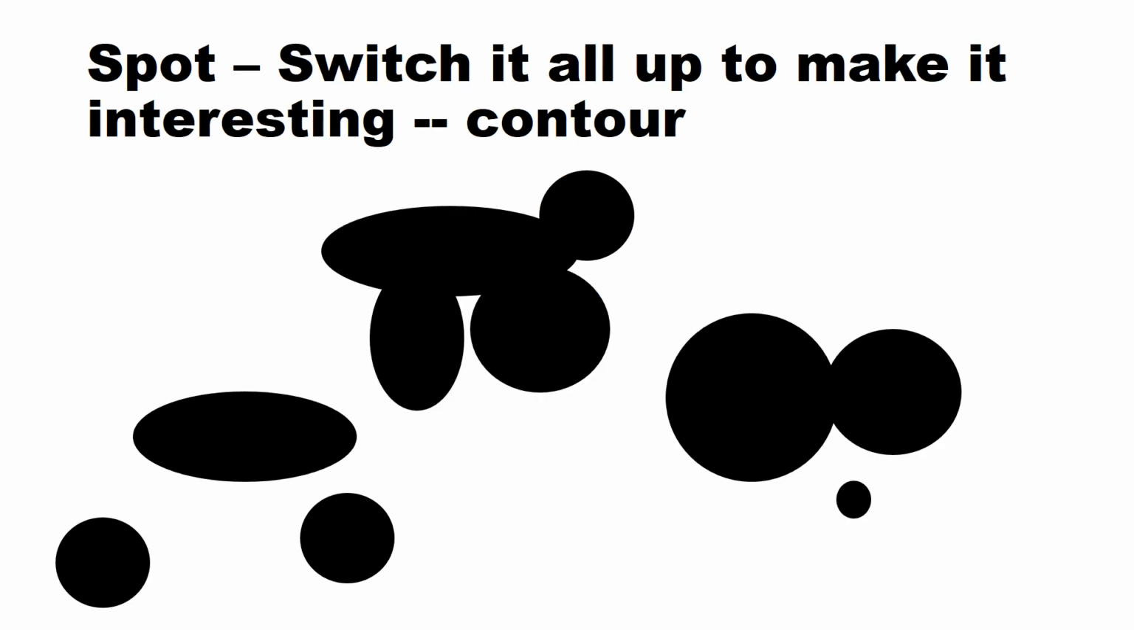And then once again, you can switch up the spot to make it interesting. You switch it all up. You can switch up the space. You can switch up how the sizes are. And you can also switch up basically how the spots look. Some spots are more ovular. Some spots are more circular. And once again, this is all about contour. So the contour of the spots also ends up creating some interest within it. So you can combine all of these to make it more interesting.